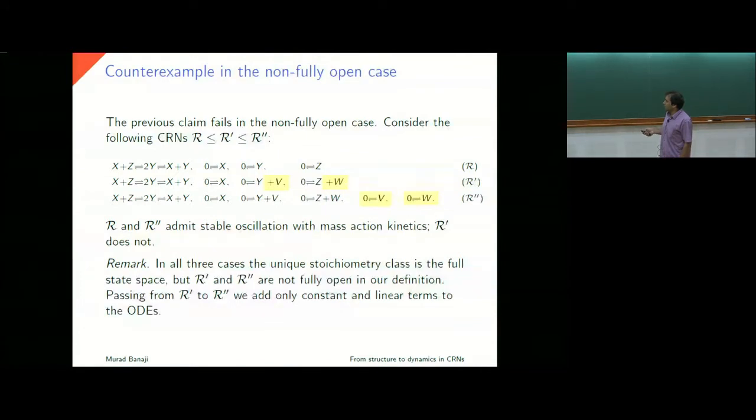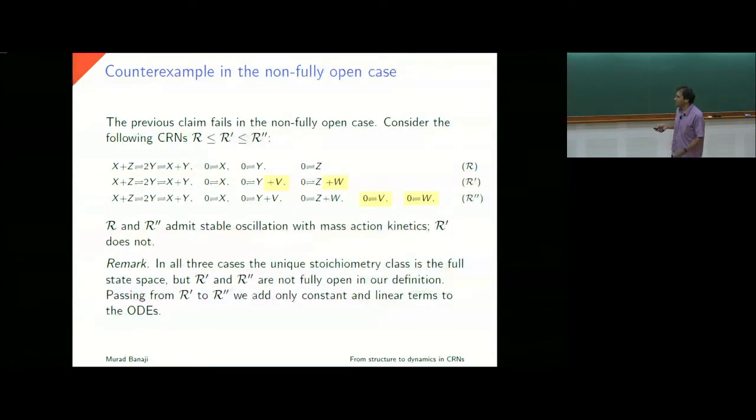I make it a bit more complicated still. How do I do this? I just take this network R prime, and I now say, well, V and W can themselves independently flow in and out of your container, right? So I add birth-death processes for them, if you like, inflow-outflow processes. And now again, we get oscillation here in R double prime.